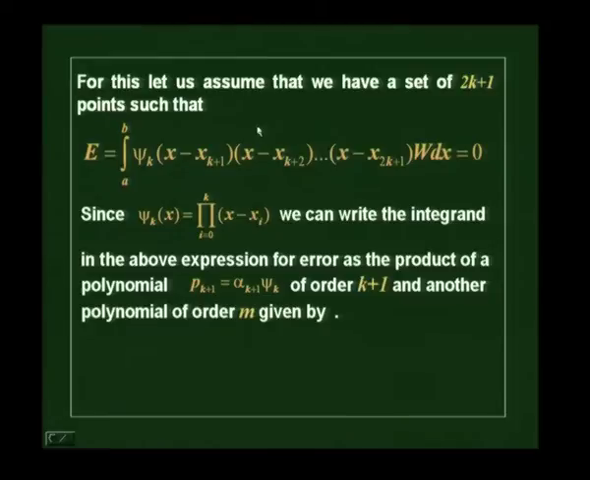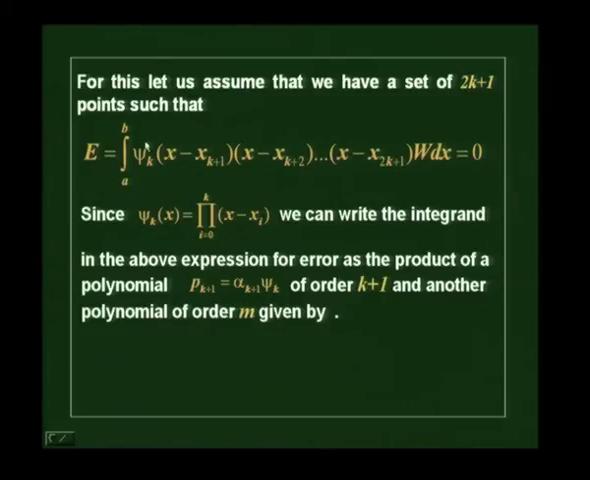First, let us see how we arrive at that. Let us assume that we can get these 2k plus 1 points to be of this form such that this integral is 0. Let us assume that there is some way of choosing these k plus 1 points, that is xk plus 1 to x2k plus 1, such that this integral is 0. And then since this psi k of x is this product, that means this is of the order of 2k plus 1.